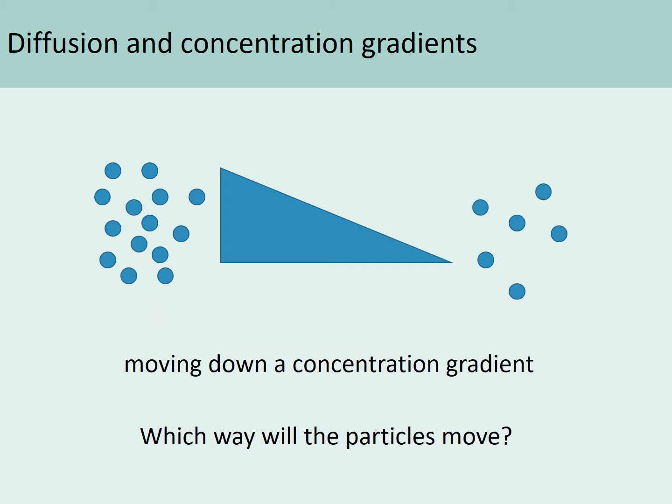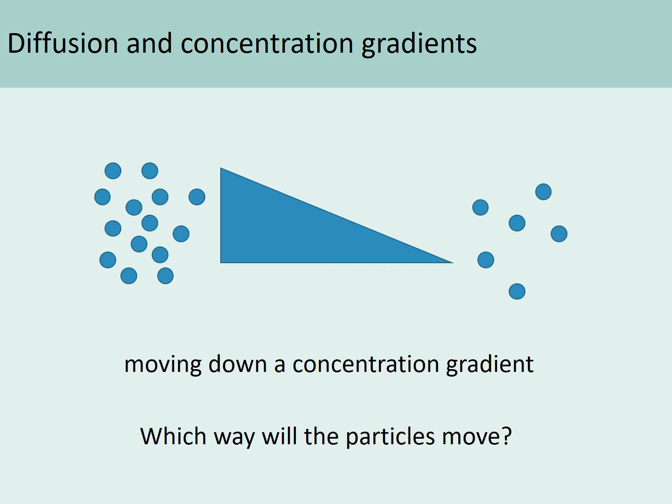Okay, so diffusion and concentration gradients, and this works as well with osmosis, but obviously we're not showing a partially permeable membrane in the middle, which is an important part of osmosis. So in diffusion and osmosis, they're moving down a concentration gradient. If you have a look on the left-hand side, you will see that there are more particles in the area, so that has got a higher concentration. And then on the right-hand side, you've got fewer particles, so a lower concentration.